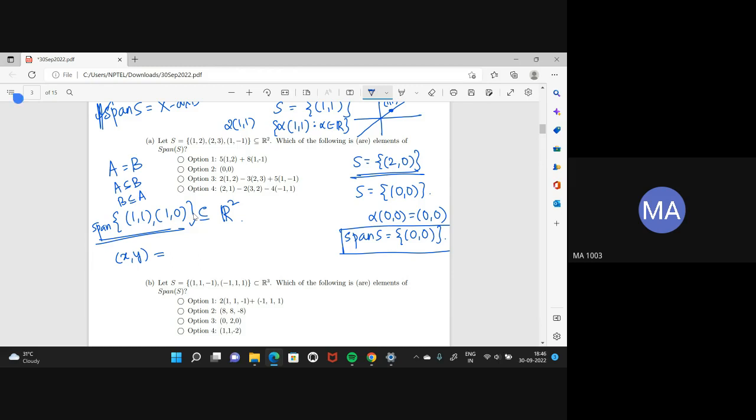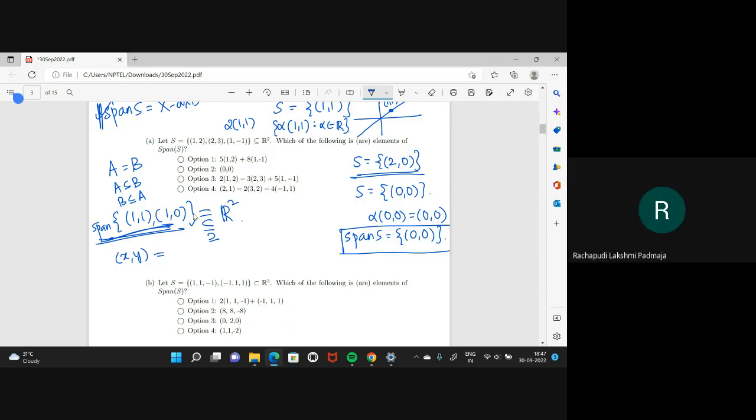You agree that span of these two vectors is R2, right? Yes, ma'am. And you also agree that span of this set is definitely a subset of R2, right? To prove it is equal, I have to show the other inclusion also, right? So I pick any element in R2. If I can tell that it belongs to the span of these two elements, then we are done, right? So how does span of these two elements look like?